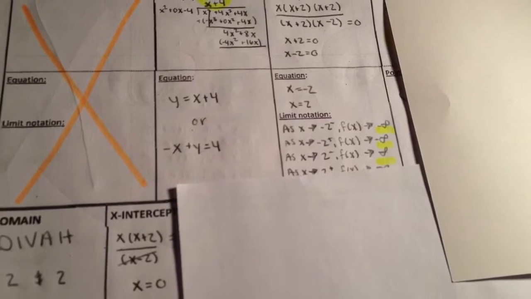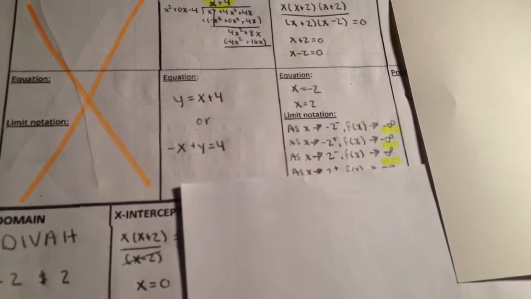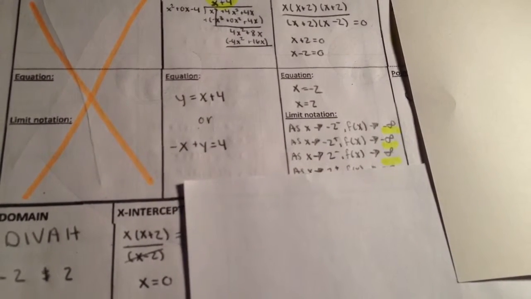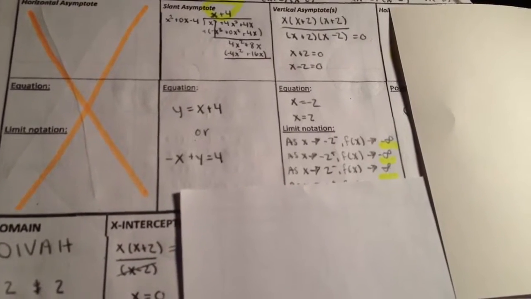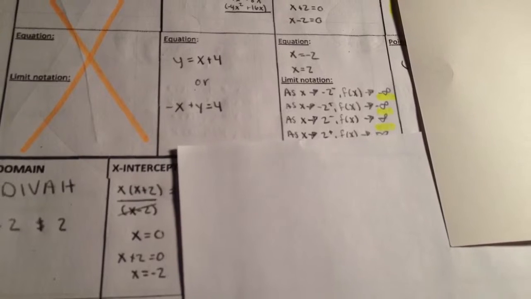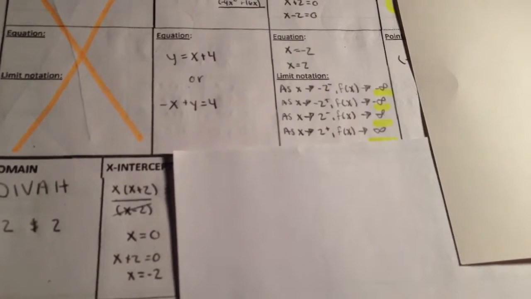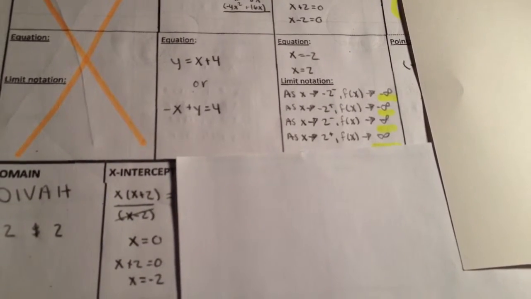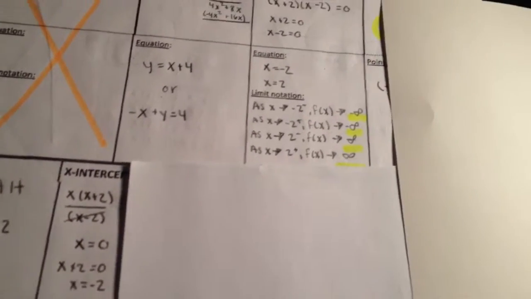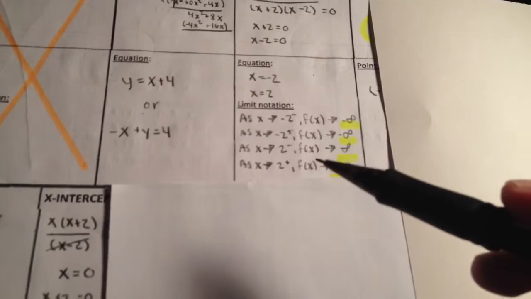From there, we're going to do the limit notation. As x goes to the left of negative 2, the graph is going to go down. As x goes to the right of negative 2, the graph is going to go down. As x goes to the left of 2, the graph is going to go up, and as x goes to the right of 2, the graph is going to go up. The pluses mean it's approaching from the right, and the negatives mean it's from the left.